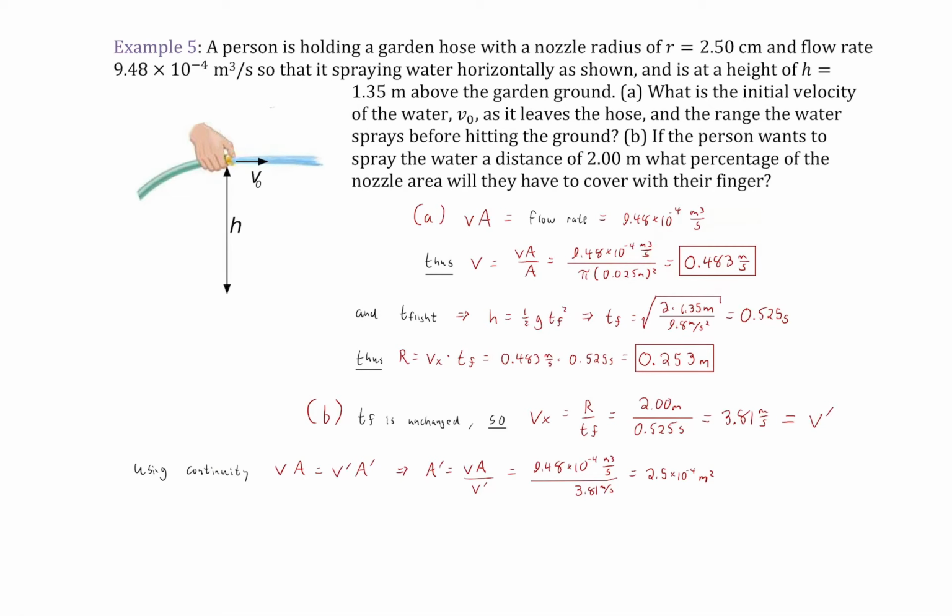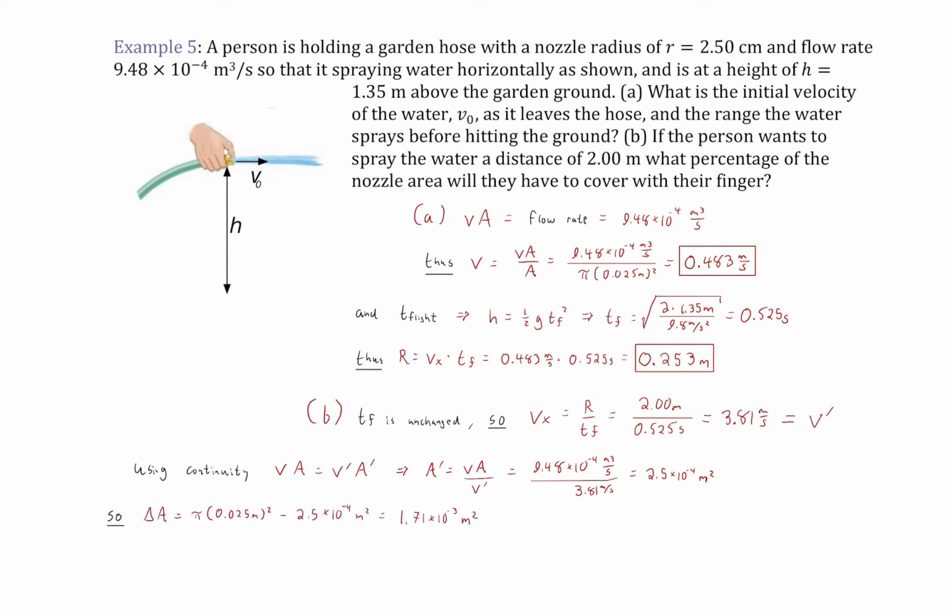In fact, we don't even have to multiply V by A because we're given the flow rate, so we'll just take the value given, because after all, VA is the volume flow rate. So 9.48 times 10 to the negative 4 cubic meters per second, divided by our necessary velocity that we found from projectile motion. And then we get that the uncovered area needs to be 2.5 times 10 to the negative 4 square meters. That is definitely smaller than our initial area. Let's find out how much smaller.